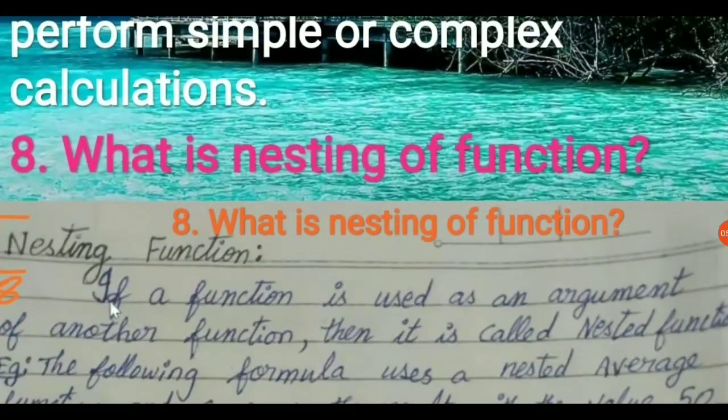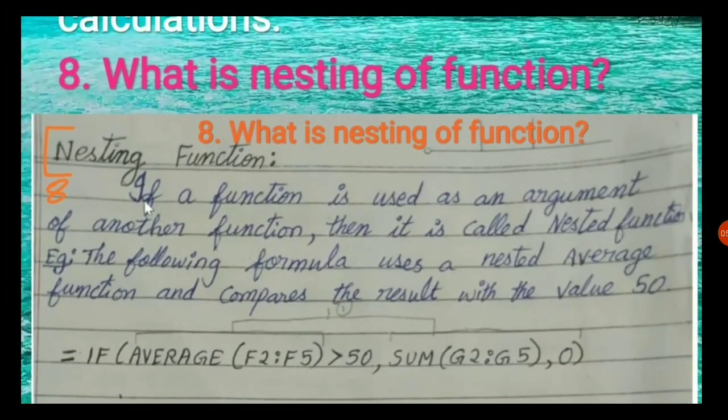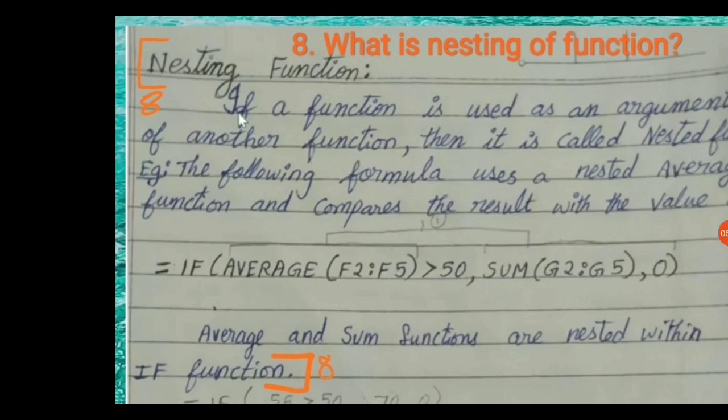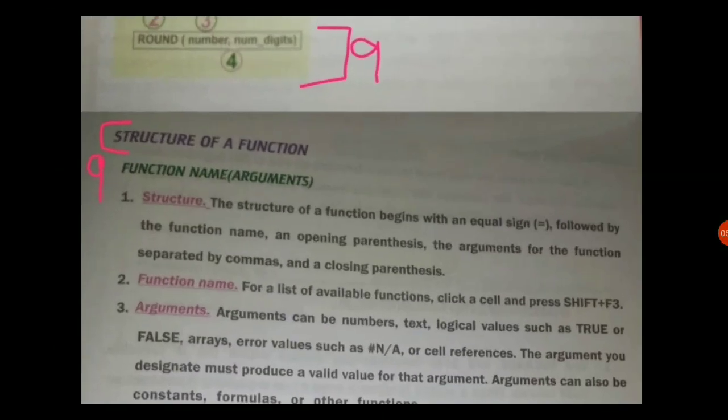8th question, what is nesting of function? Nesting function, write the heading. If a function is used as an argument of another function, then it is called nested function. Example, the following formula uses the nested average function and compares the result with the value 50. Here an example is given, write that example. The average and sum functions are nested within the if function. So, this is an example for nesting function. Next, you will come to the 9th question.